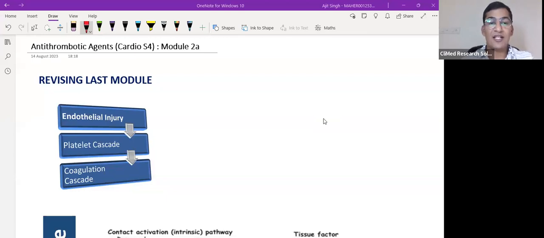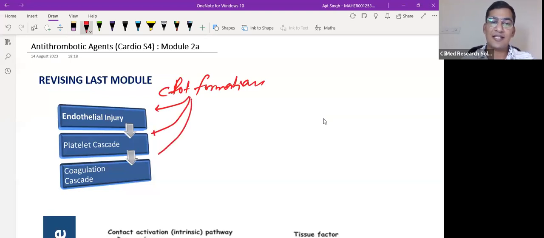Yesterday we discussed the clot formation with the help of three steps. First is endothelial injury, then the entire platelet cascade, then third is the coagulation cascade. We discussed the entire platelet cascade: how von Willebrand factor comes out, how the collagen comes out from the injured site, and how it binds to the platelets and activates them, and then aggregates them along with multiple other elements already present in your blood and circulatory system.